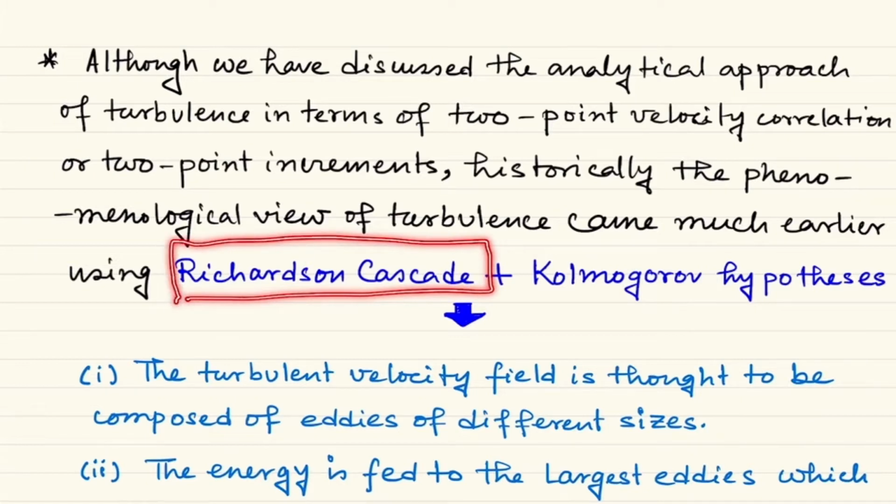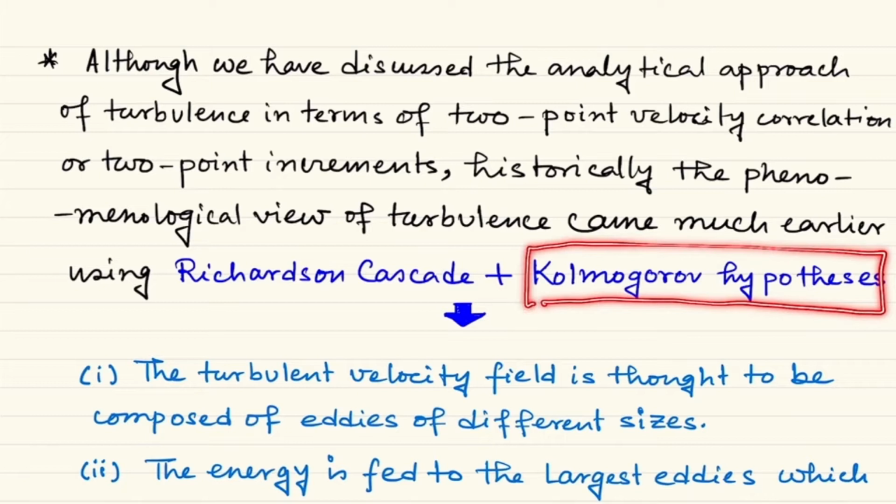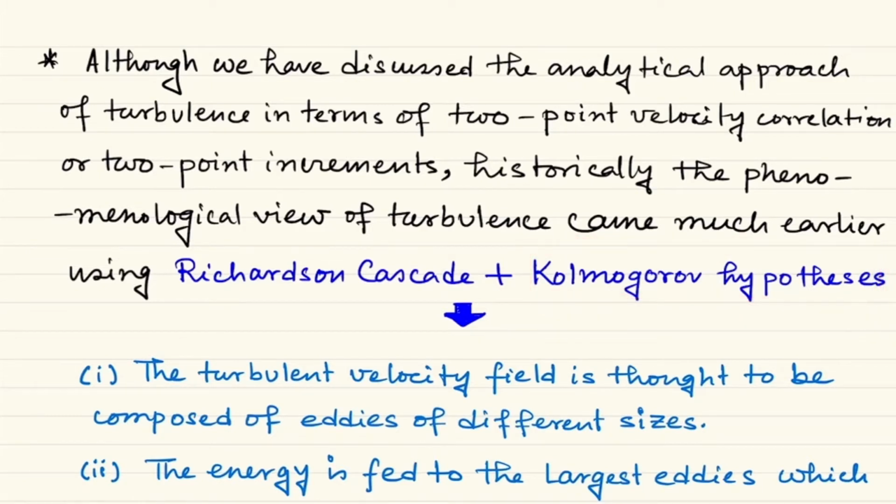Then he proposed his picture of the Richardson cascade, and it was merged with different hypotheses of Kolmogorov. They are called Kolmogorov's assumptions of universal equilibrium, or Kolmogorov's universality hypothesis. There are several names for that. I am not going into the detail of all these hypotheses step by step and the Richardson cascade separately, but here I will try to tell you the combined, net picture of all these things.